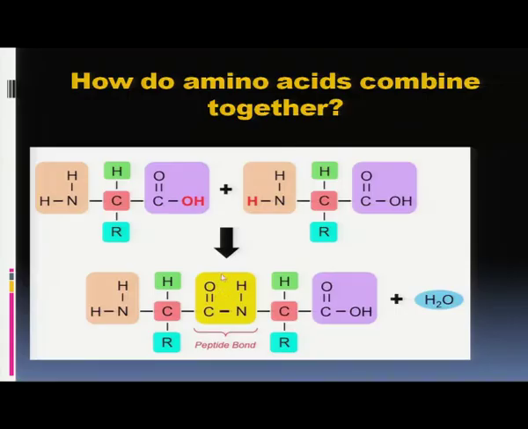So, you can see over here the OH of the acid and the hydrogen of the amine of the second amino acid, they will interact together, they will release water, and the remaining parts will combine together with the help of a bond which is called a peptide bond, and this peptide bond is covalent in nature.